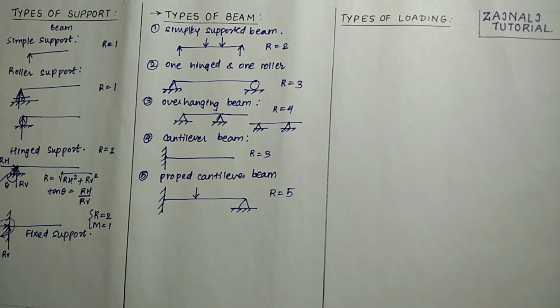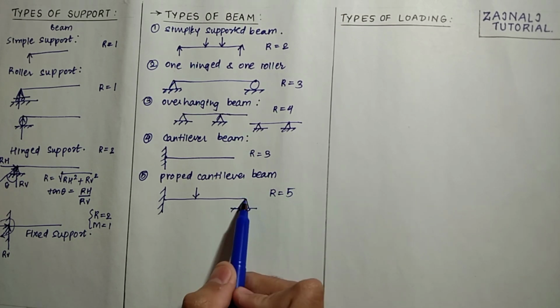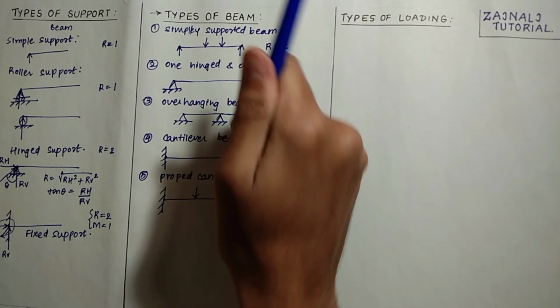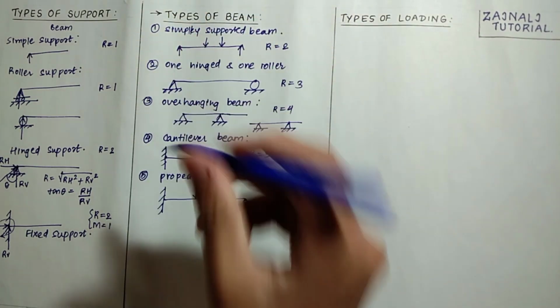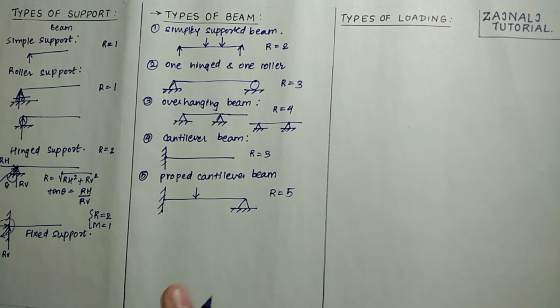That we will be discussing later on. But such a beam is used to prevent the deflection at the free end. As we know, if loads are applied, then there would be deflection, the bending of the beam would be taking place.